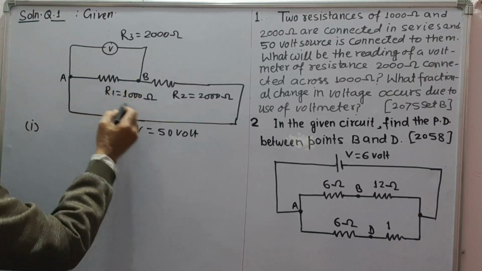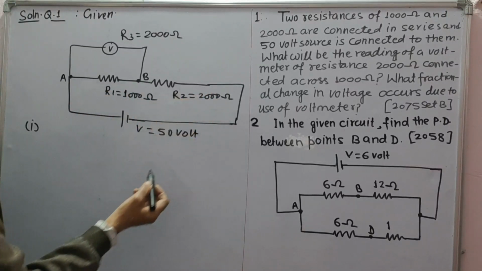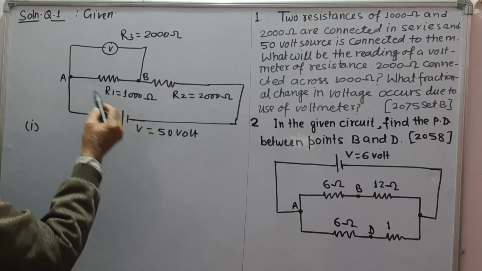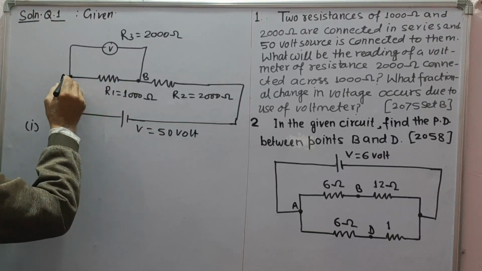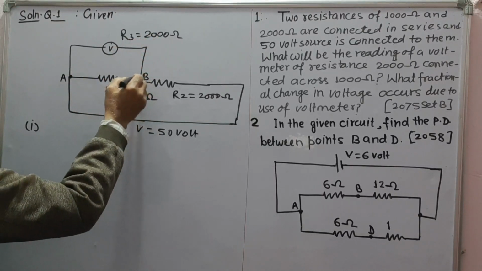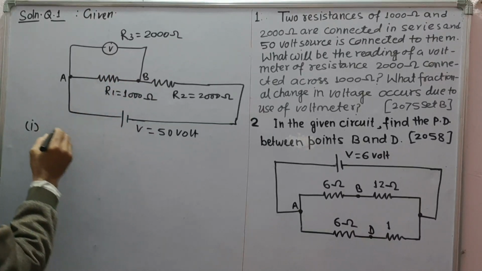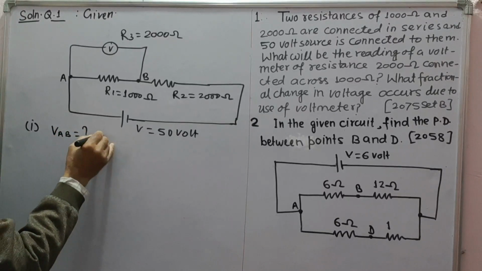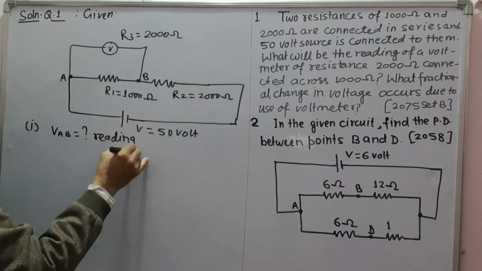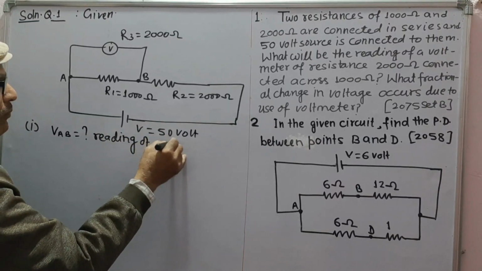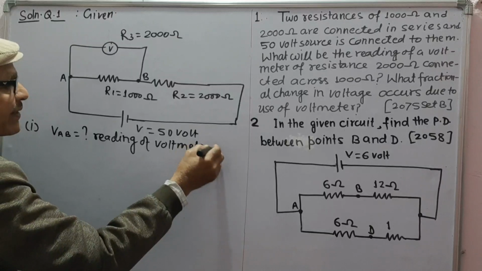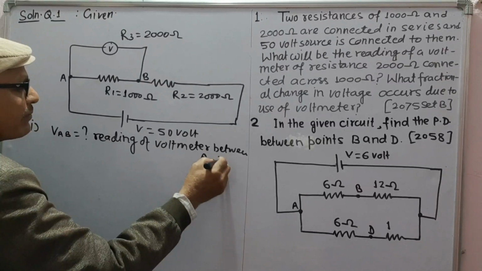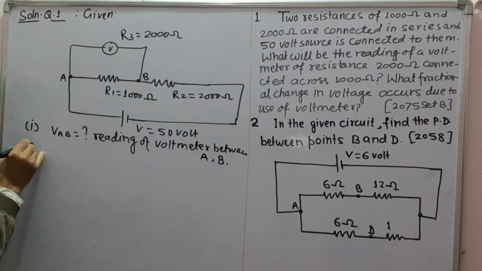Here R1 1000 ohm and R2 2000 ohm are connected in series and a voltage source of 50 volt is connected to them. A voltmeter of resistance 2000 ohm is connected across R1. We have to find VAB, meaning the reading of the voltmeter between A and B.